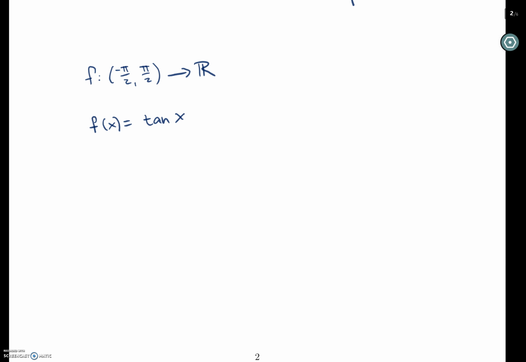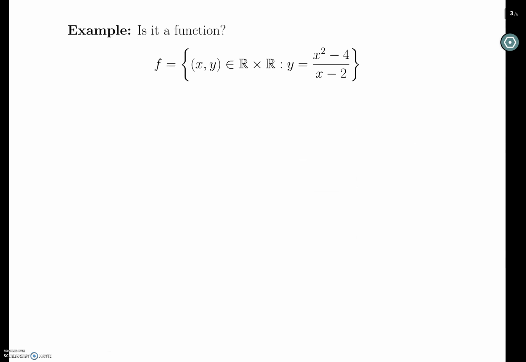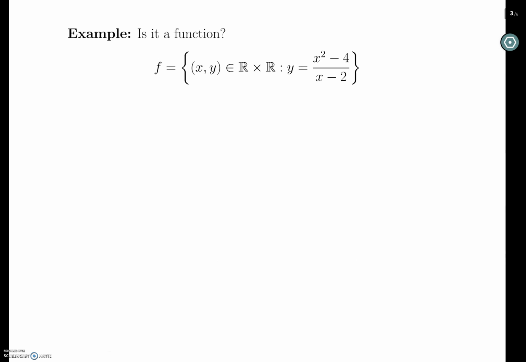So now let's consider another one. We want to know here, is f a function? It's mapping x to y, where y equals (x squared minus 4) over (x minus 2). Your gut reaction might be, yes, of course that's a function. We can have rational functions. But if we think a little bit harder, this is not a function. Why is it not a function?